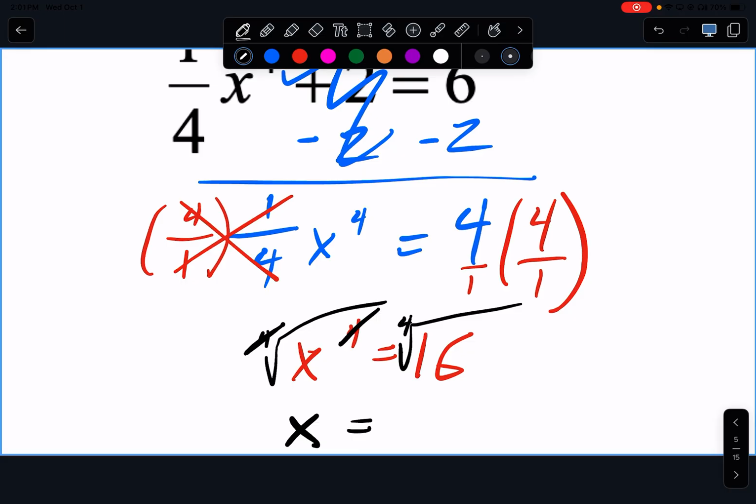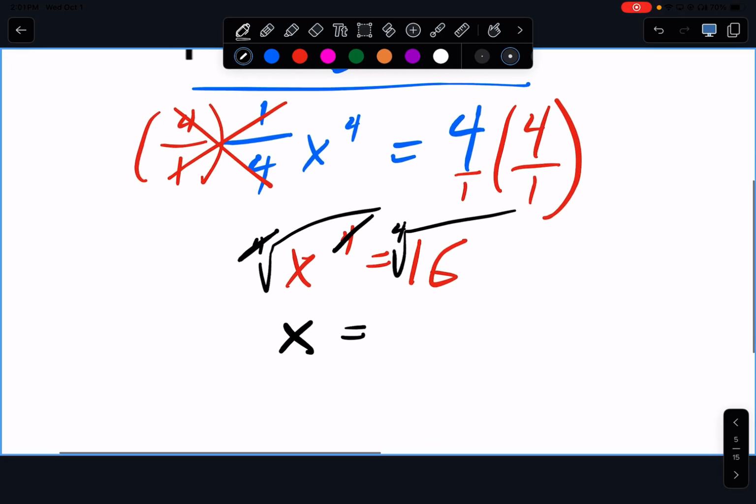Well, 2 times 2 is 4, times 2 is 8, times 2 is 16. So I know it's 2, but I have to remember that I have an even exponent, right? So it's got to be what? Plus or minus. It's got to be plus or minus 2.